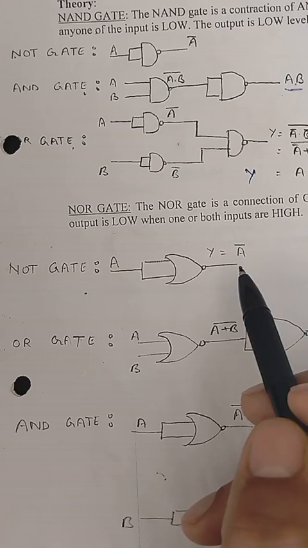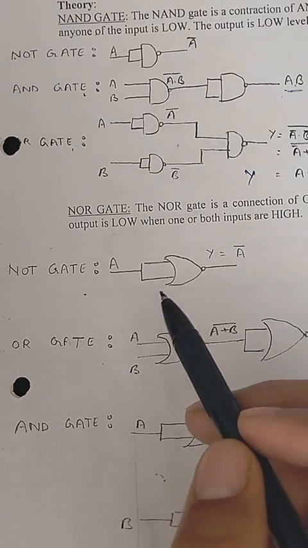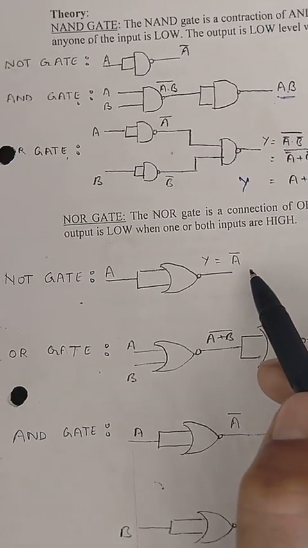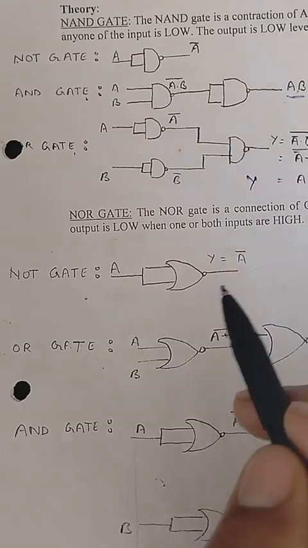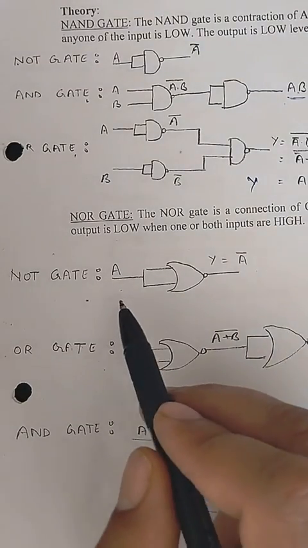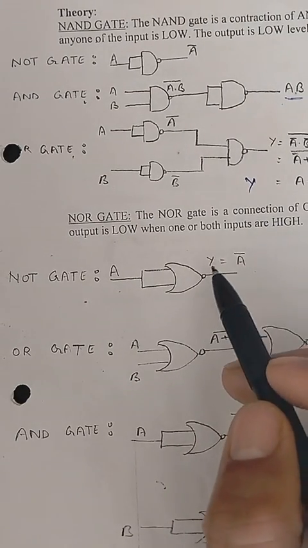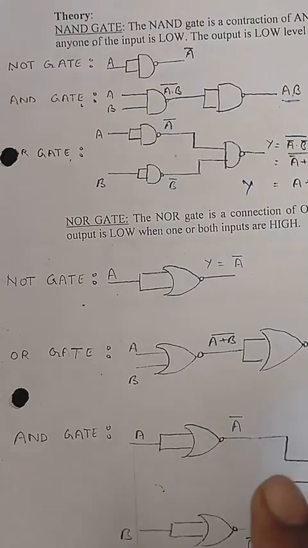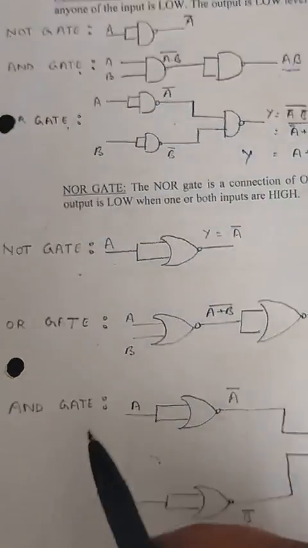Now what will be the output of this gate? When you apply 0 here, the output will be high, 1. When we apply a high input here, your output will be low. So you can see this NOR gate will act as a NOT gate. Second one is your OR gate.